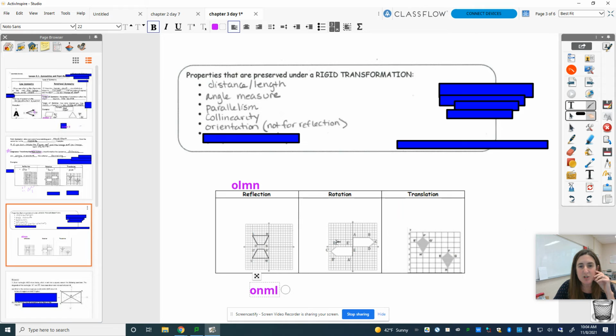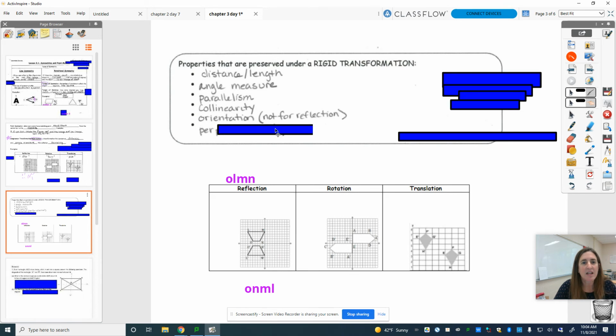So it is preserved on a rotation and translation, like E, F, G, H stays E, F, G, H. But when you reflect it, it's flipped. Like think about it, if you look in a mirror, it's actually your image that's backwards in there. Okay, so the orientation has changed. And then if things are perpendicular, they're going to stay perpendicular, like AE is perpendicular to ED. Same thing here, AE and ED, the primes are still perpendicular. Those things are preserved.